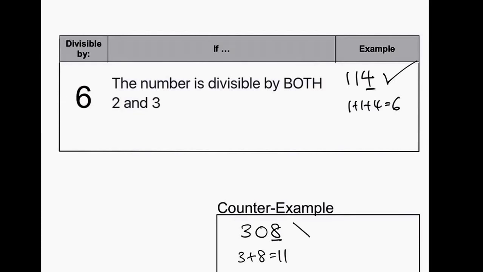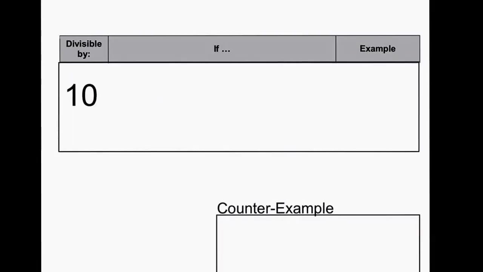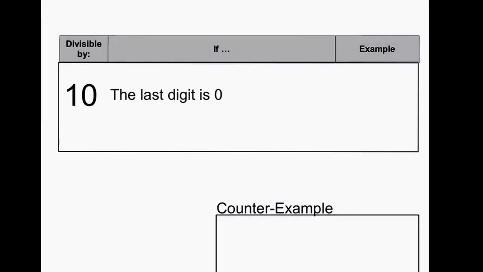So this number is not divisible by 6, but only divisible by 2. Okay, so next one. Now the easiest of all, I think. Divisible by 10. The rule states that as long as the last digit is 0, it can be divided by 10 completely.